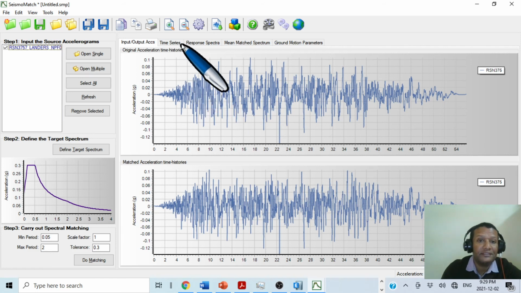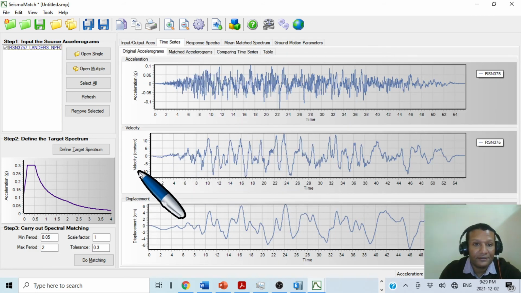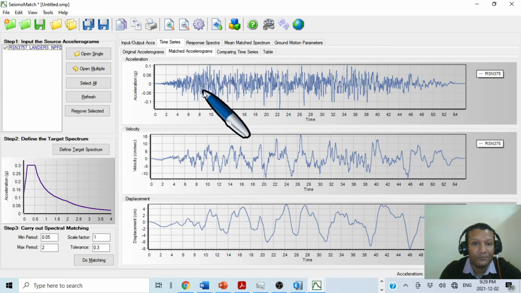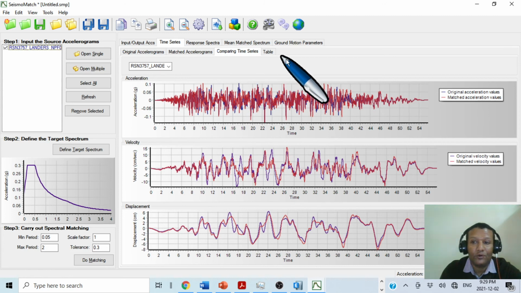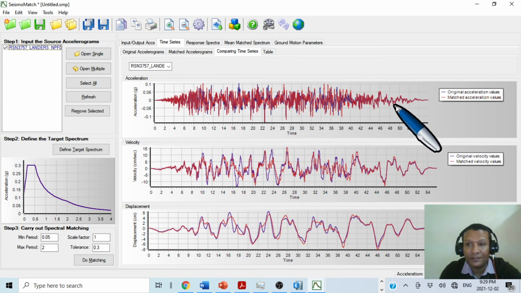So we will discuss this next. As you can see, it will separate it: acceleration, velocity, displacement. Once we have the acceleration, then the matched accelerogram is also here, comparing time series. This is a comparison. This is the original acceleration value, the original we brought. Then this is the matched one. You see, this is the matched one, the velocity also and the displacement also.